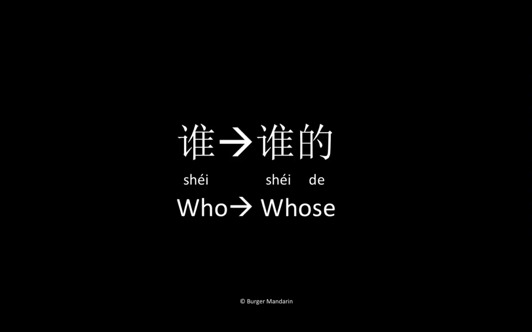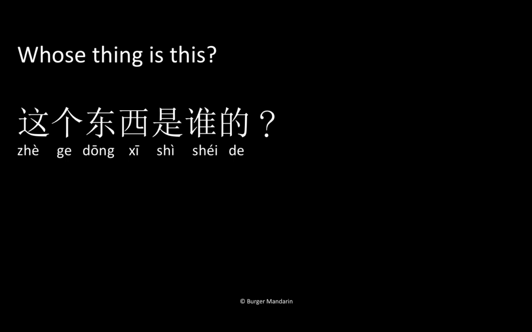Now we've already learned that by adding the word 的, we can make a pronoun possessive. So likewise, if we add 的 to 谁, it becomes whose. So 谁 becomes 谁的, which means whose. So for example, if you want to say whose thing is this, you can say 这个东西是谁的? 这个东西 of course means this thing. 是 means is. 谁的 means whose.